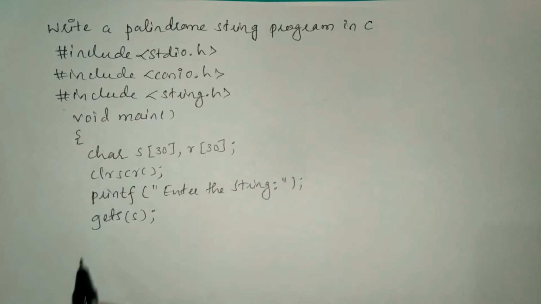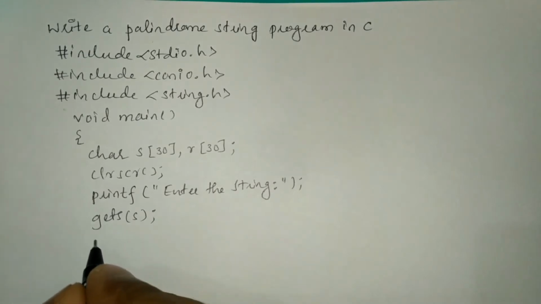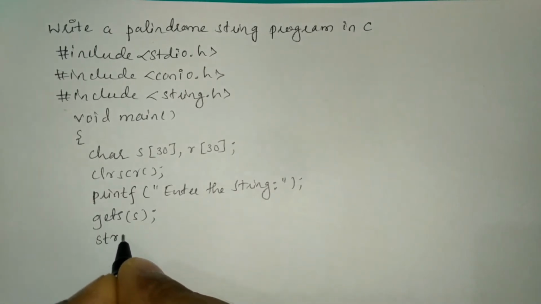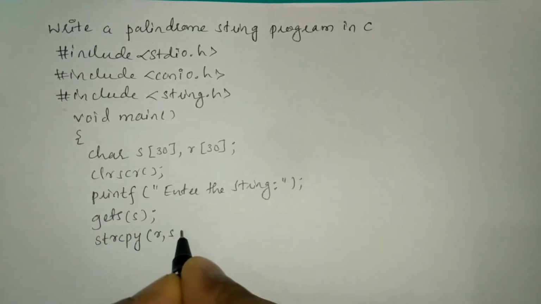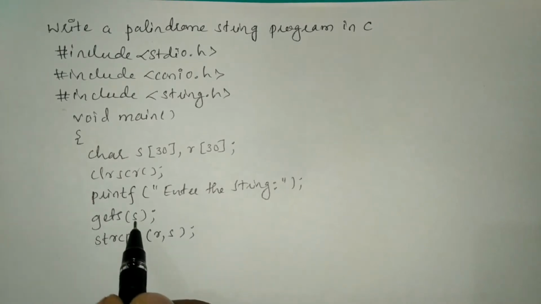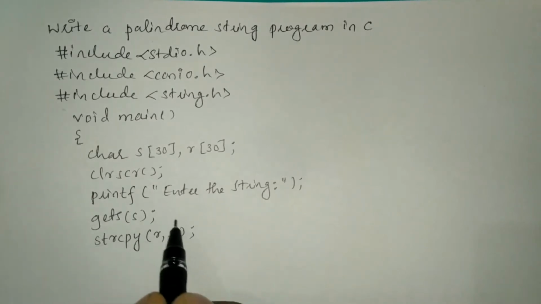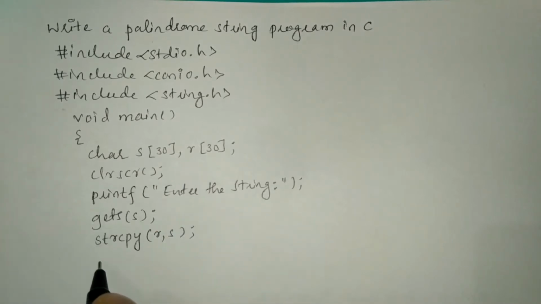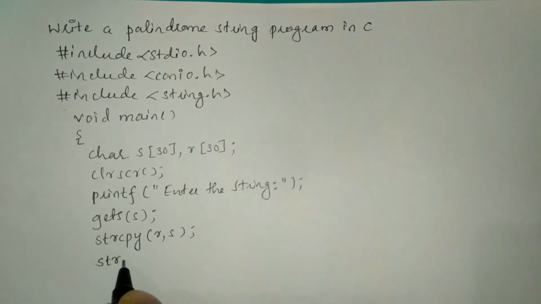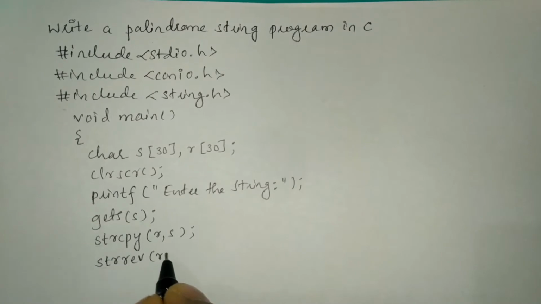Now we are going to use the built-in function to copy. So here I'm going to write strcpy, that is string copy, r comma s, and put semicolon. So whatever we have received as a string is copied to the reversed string. Now we'll use one more built-in function called strrev, that is string reverse. So here we are going to pass only one argument, that is the copied string r, the reverse string. So it is going to reverse.